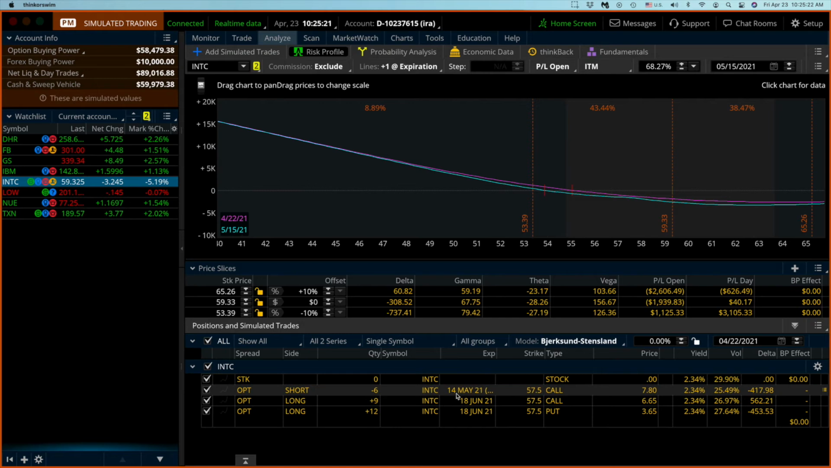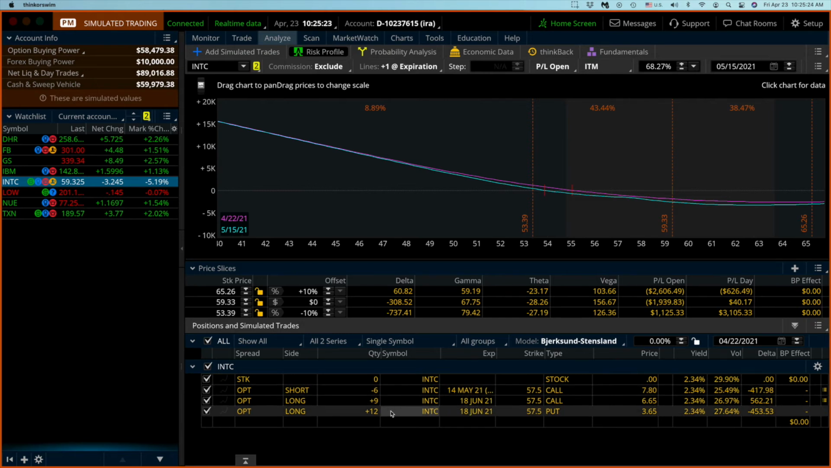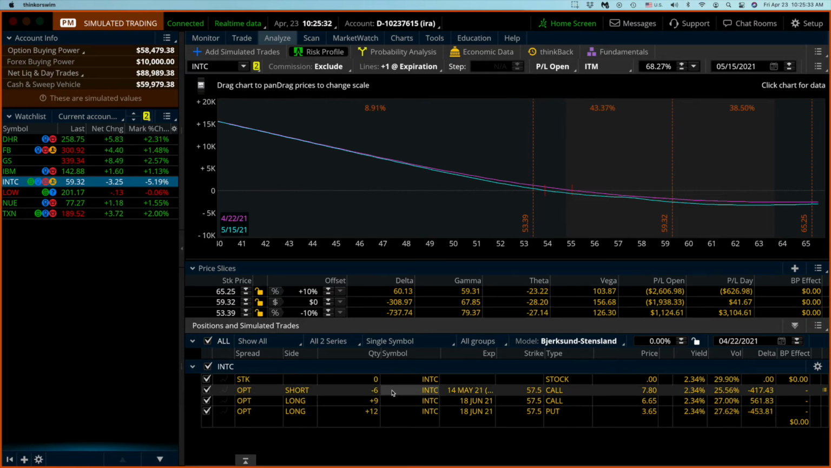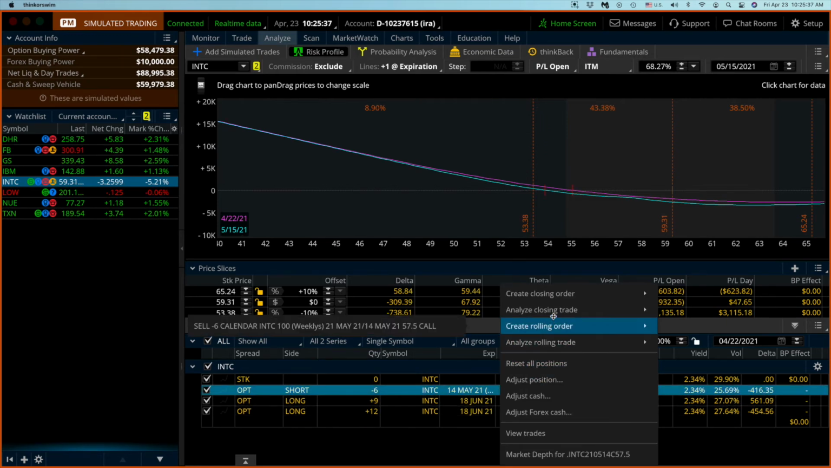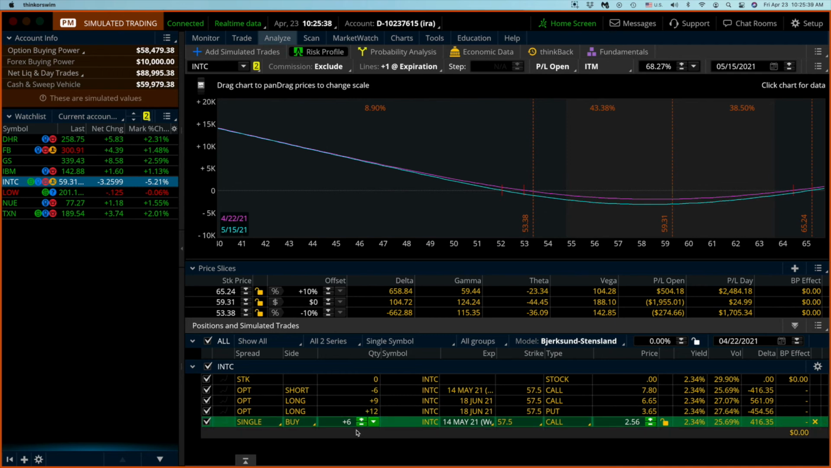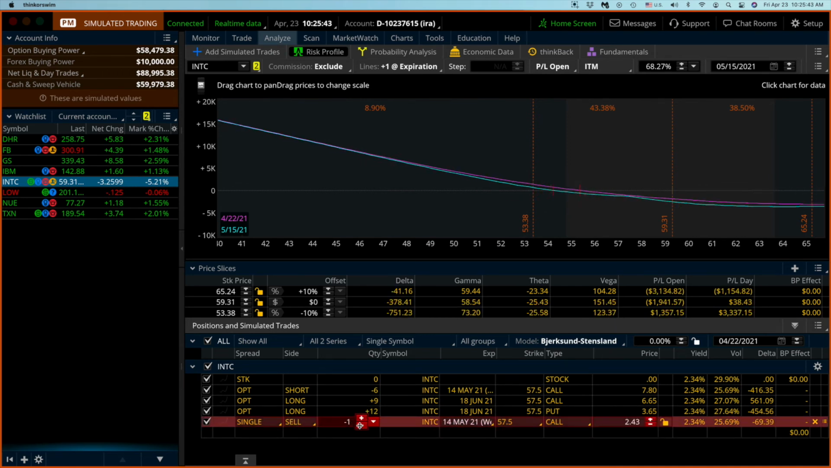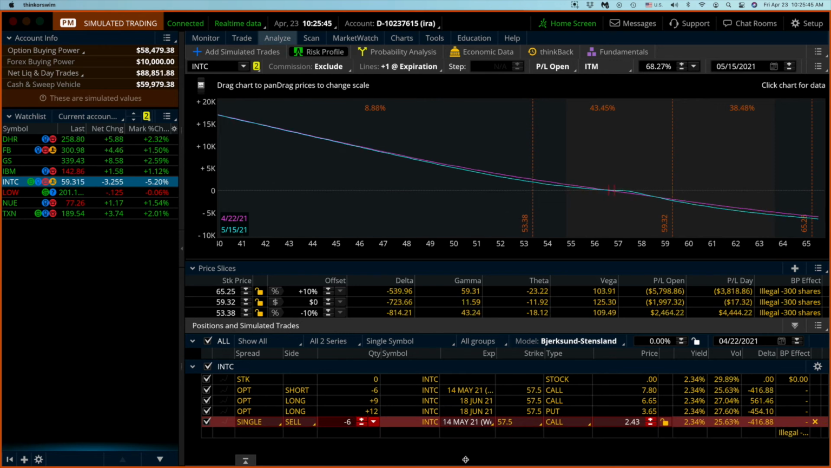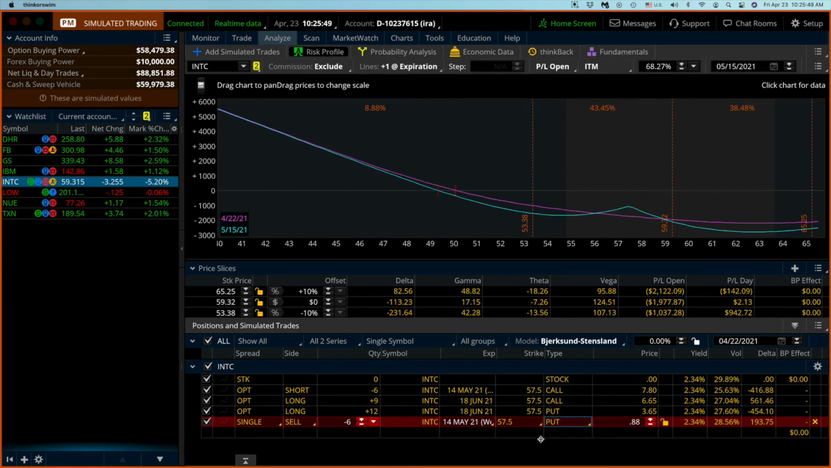We have, oh, look at this, 12 put short. Okay, so we can sell a bunch of puts, couldn't we? Analyze closing. Let's take it from the call side. We're going to sell as much as 6 puts. Instead of calls, make sure it's puts. There. So our deltas will be decreased.